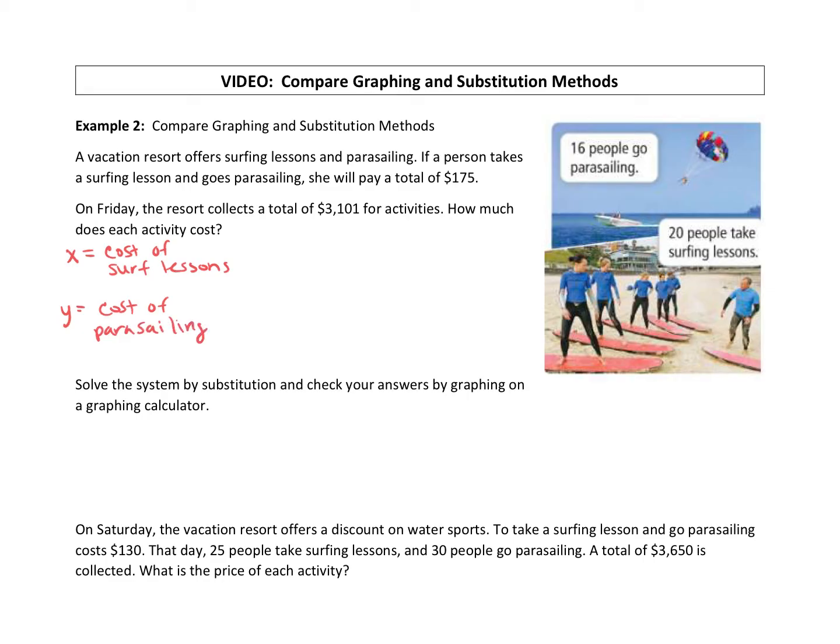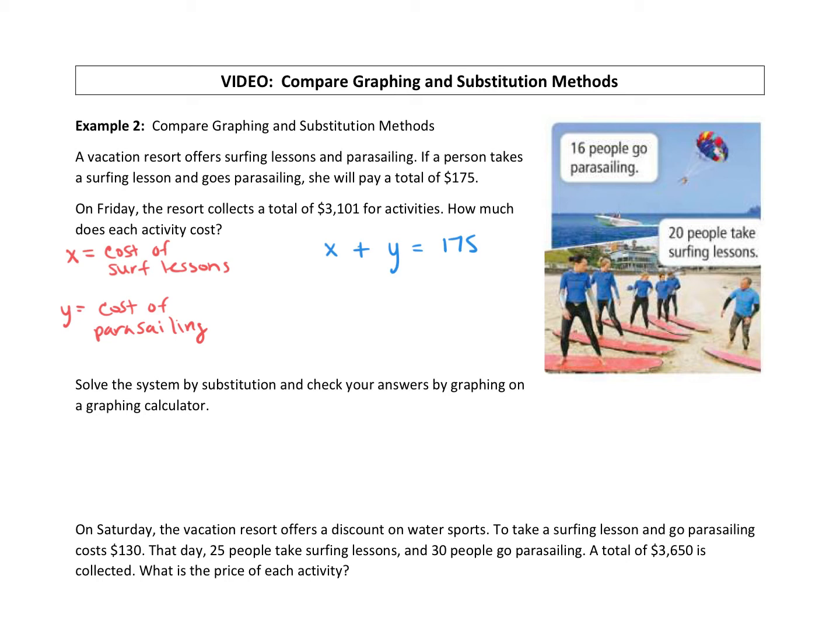The question that's being asked is what your variables are going to represent. It says, how much does each activity cost? Well, the two activities are surf lessons and parasailing. So X represents the cost of the surf lessons, Y is the cost of the parasailing. Okay, so let's write an equation. We know that if a person does this and they do this, it's going to cost $175. So that's one equation: the cost of a surf lesson plus parasailing equals $175.